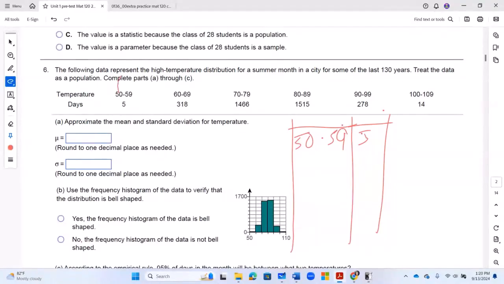By the way, by now looking at this, you see that the class width is 10. 60 minus 50 is 10. So the class width is 10. So when you're looking for your class midpoint, all you have to do is find the first class midpoint and keep adding 10, and so on.